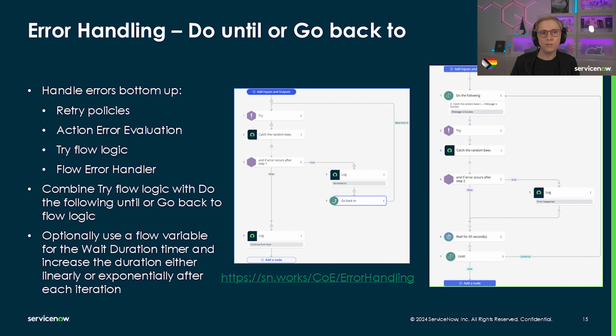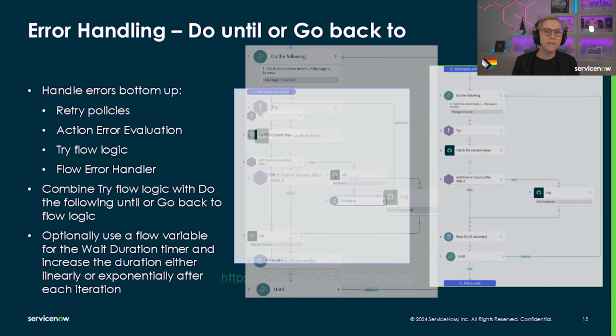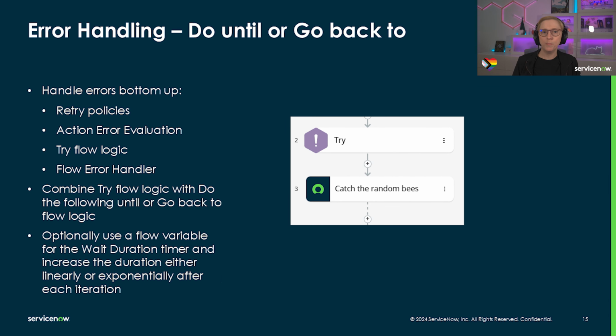Another perfect example for adding a wait for duration within the loop is in combination with the try flow logic to build robust error handling. Any flow action or subflow that might run into an error should be wrapped in a try logic or caught with some steps on the flow error handler.